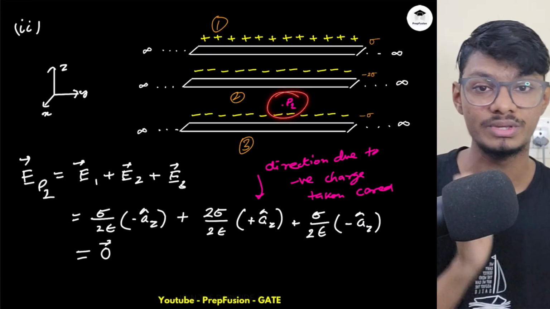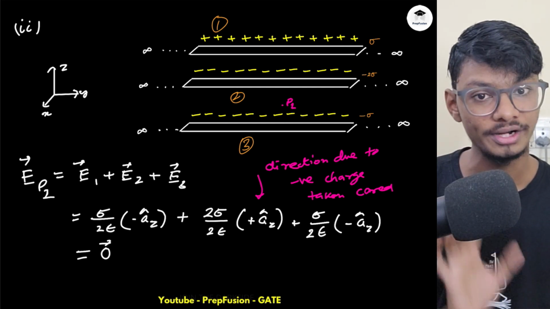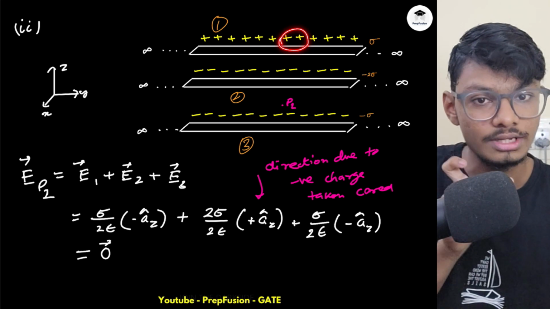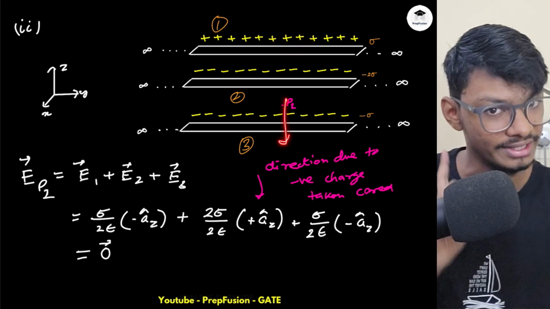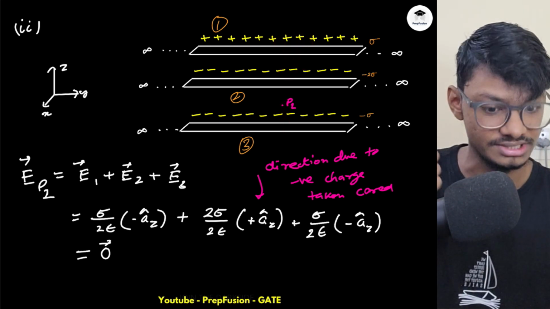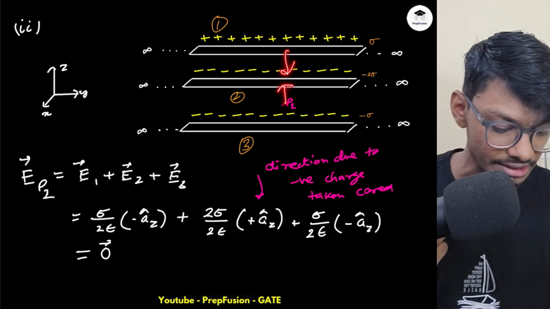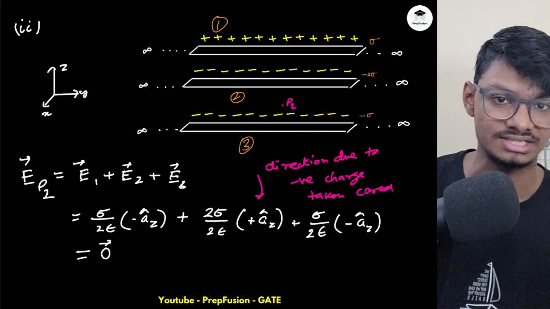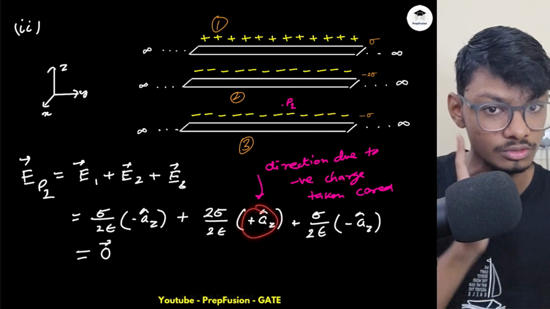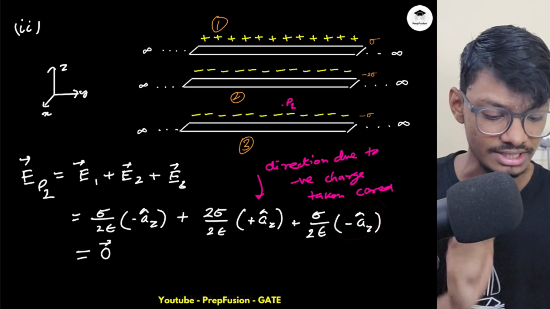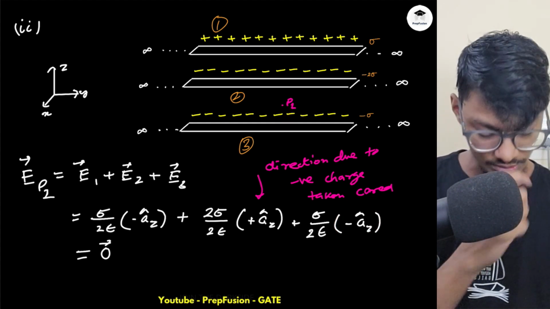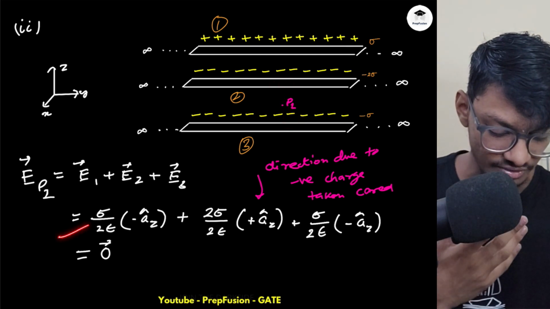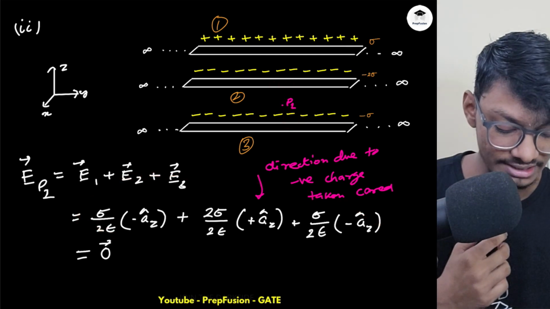Second part is for point P2. What will happen for point P2? If I observe, due to this positive surface charge density, the electric field direction will be in the minus AZ cap direction. Due to this negative, now the direction has changed. It is terminating, right? It should always terminate. So it is in the plus AZ cap direction, and due to this negative as well, it is terminating. So it is again in the minus AZ cap direction. So this becomes plus AZ cap due to the second sheet. Due to the third sheet, it becomes minus AZ cap. So this is terminating here and this is terminating here. So finally everything will cancel each other out and the electric field intensity will be 0.